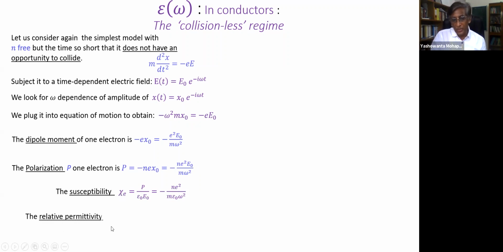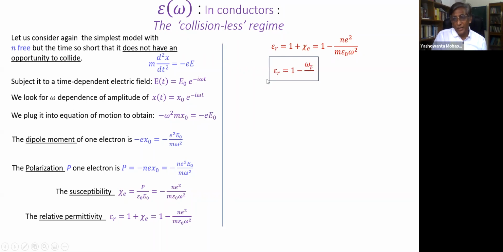So the relative permittivity is then simply 1 plus chi e, and that is 1 minus n e square by m epsilon naught omega square. All right. So we have calculated the relative permittivity of this gas, which is in the collisionless regime. There is no collision occurring. So now I can write this down as 1 minus n e square by m epsilon naught omega square, and I can rewrite this.